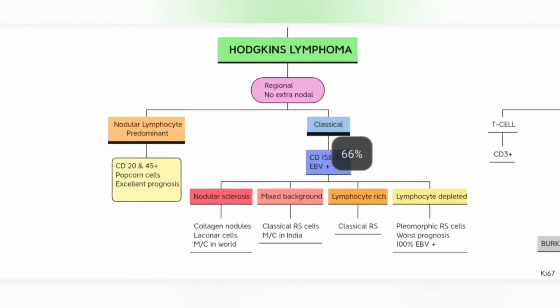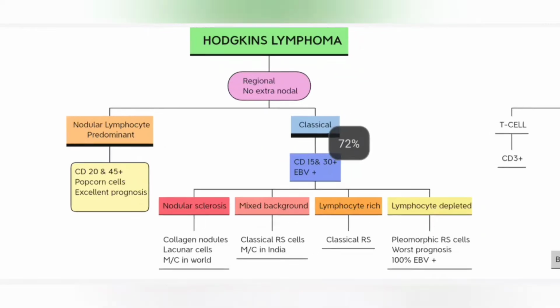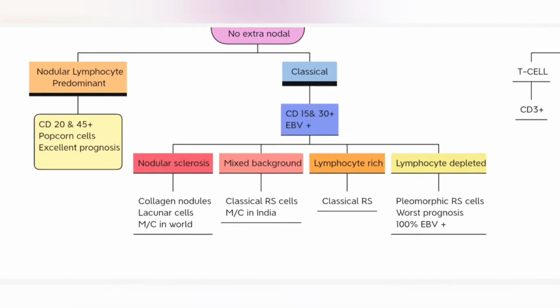Hodgkin's lymphoma can be divided into two types, nodular lymphocyte predominant and classical Hodgkin's lymphoma. For nodular lymphocyte predominant, it is CD20 and 45 positive. We have popcorn cells and it has excellent prognosis. Remember, the classical one is CD15 and 30 positive and is associated with Epstein-Barr virus.